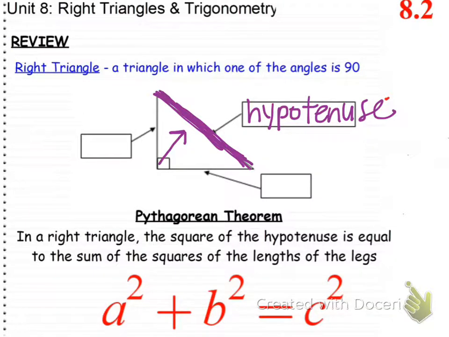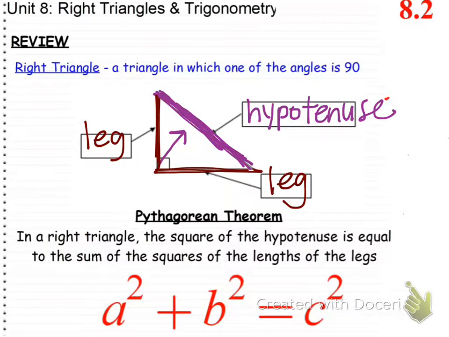Okay, and then these other two pieces here, we're going to call those our legs. And it's important to know the Pythagorean theorem, so it's a squared plus b squared equals c squared. And it doesn't matter which leg is a or b, but it's important that your c is your hypotenuse. When you do your homework later, sometimes it's going to give you a and b, sometimes a and c, sometimes b and c, so you've got to be aware of that, and make sure that you're plugging things in the right place.